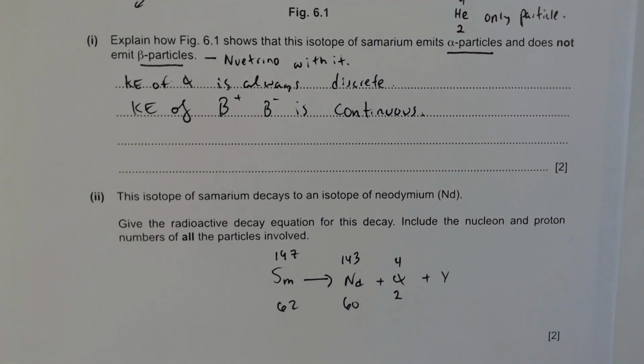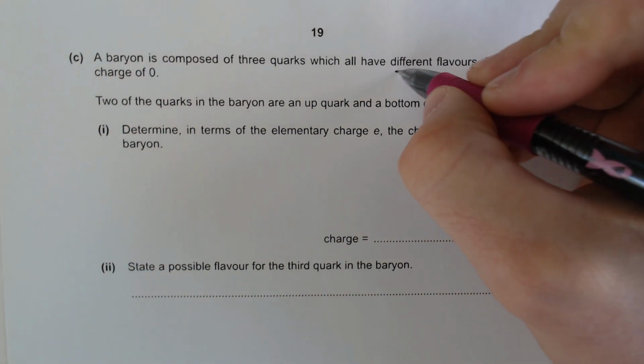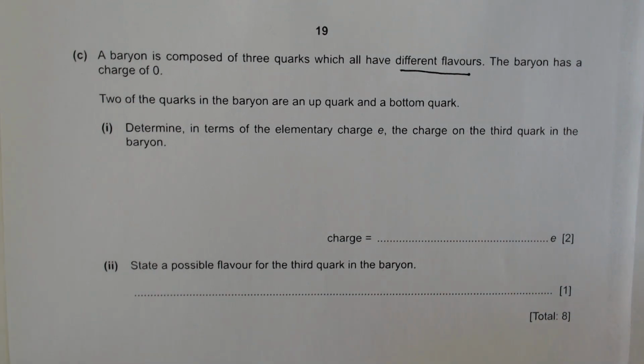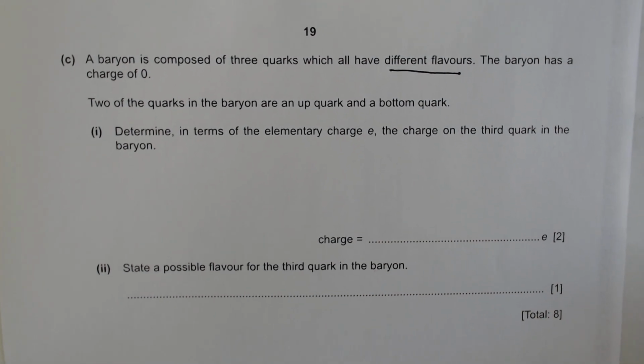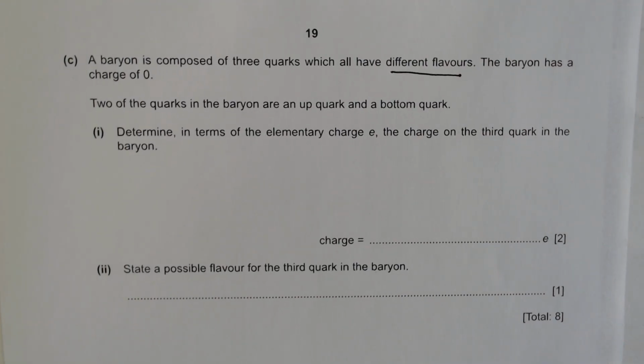Moving on. We got a little bit more with this one. Let's see. I haven't read this one in advance, so let's see. A baryon is composed of 3 quarks, all with different flavors. Okay, so baryon is composed of 3 quarks, all with different flavors or different colors. The baryon has a charge of 0. So in order to have a charge of 0, it must be some combination of ups and downs.